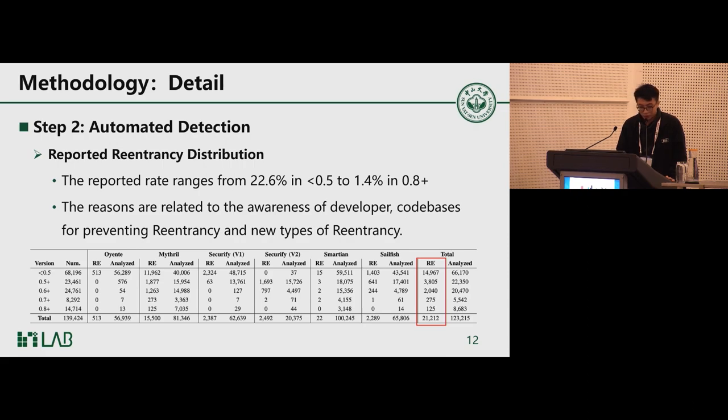And we also noted the distribution of reported reentrant contracts. From Solidity version less than 0.5 to greater than 0.8, the reported rates range from 22.6% to 1.4%. We manually analyzed the reasons and found that they are related to the awareness of developers and the code base for preventing reentrancy. For example, the ReentrancyGuard developed by OpenZeppelin, and the new types of reentrancy.